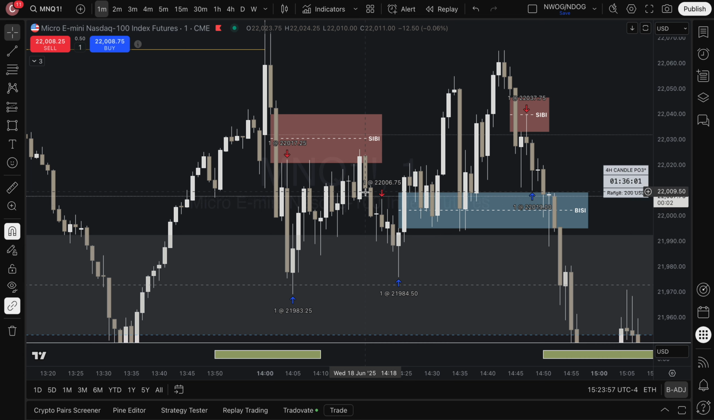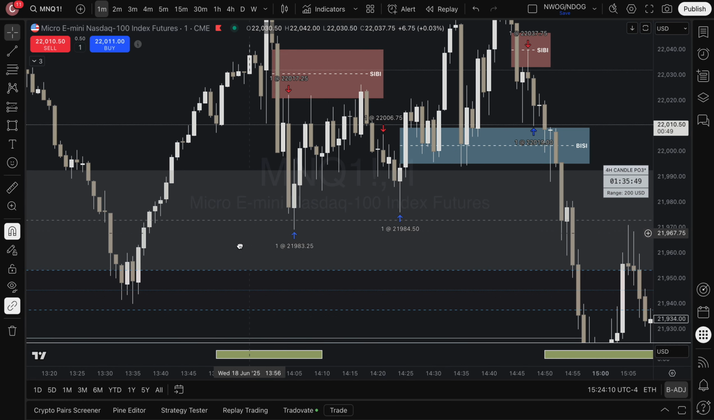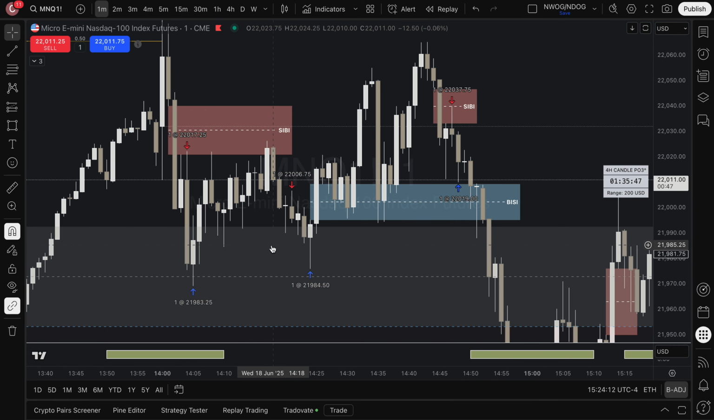So this told me that, okay, we're probably not going to come back up into this, and we're probably going to seek this low, because this low wasn't here yet, because we're right here. This low, potentially this low. So I waited for a fair value gap to form. Right here. We get another SIBI.